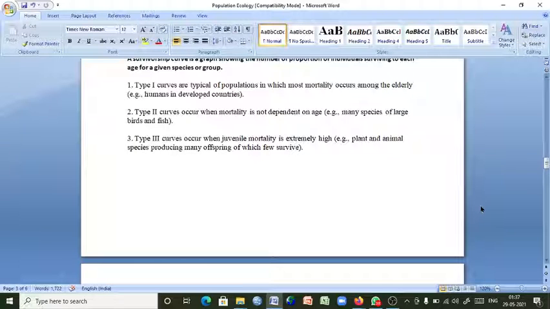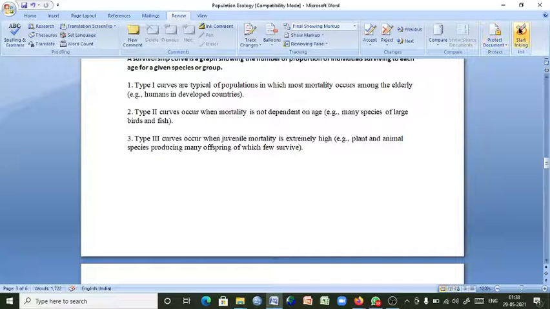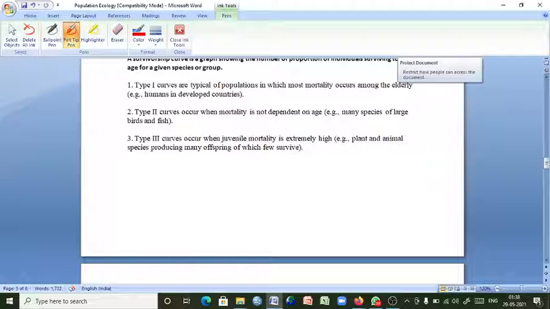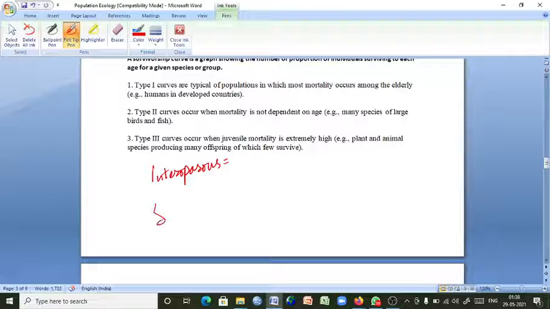In this case, I want to introduce two special terms which we have to know. The first one is known as iteroparous, and the second one is known as semelparous.